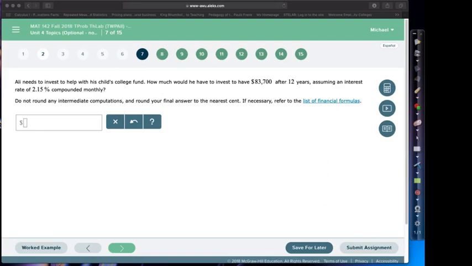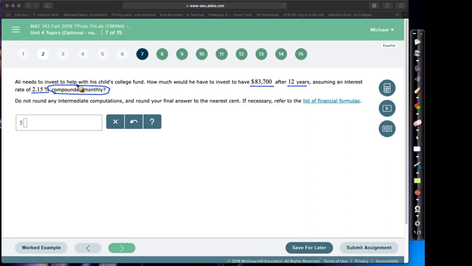Okay, question 7 for the Unit 4 topic review in Math 142. We have this question in front of us, so let's take a look. Again, before I read, I usually just pick out the numbers. 83,000, 12 years. There's an interest rate there. Looking for important words, the keywords compounded monthly. It tells me we're not dealing with simple interest, we're using compound interest.